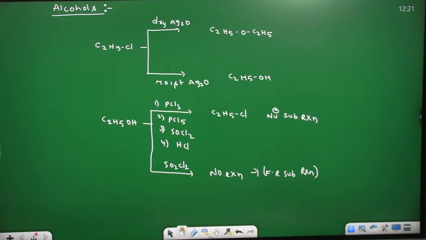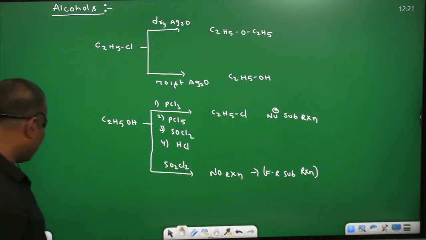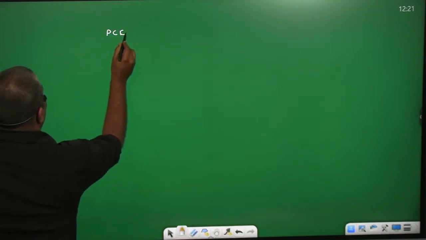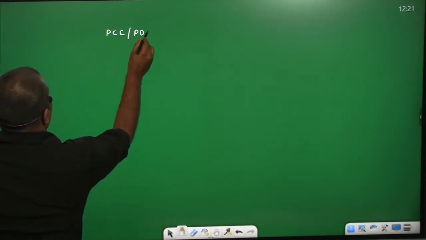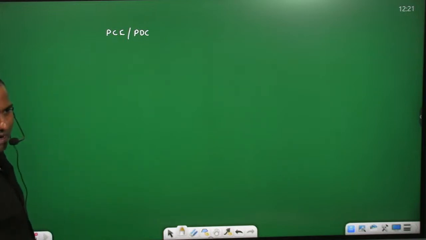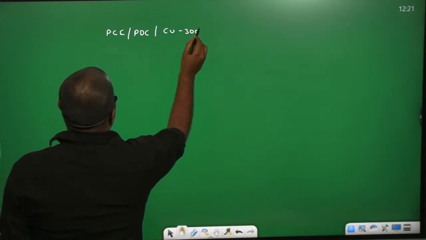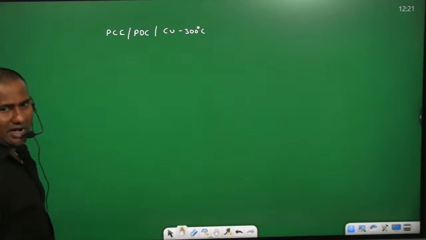Right. The next concept. After this, we have oxidation of alcohols. For alcohol oxidation, we are going to use PCC or PDC, pyridinium chlorochromate or pyridinium dichromate. Otherwise, we are going to use the third one, copper at 300 degrees centigrade.